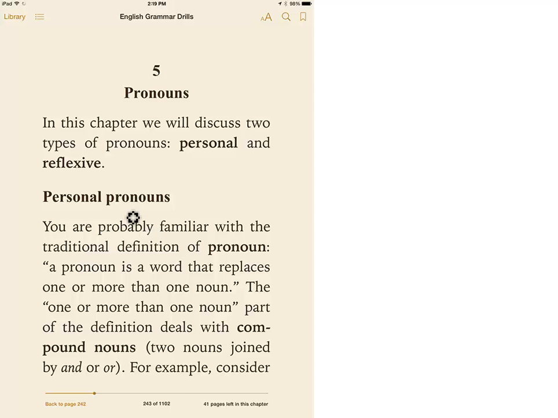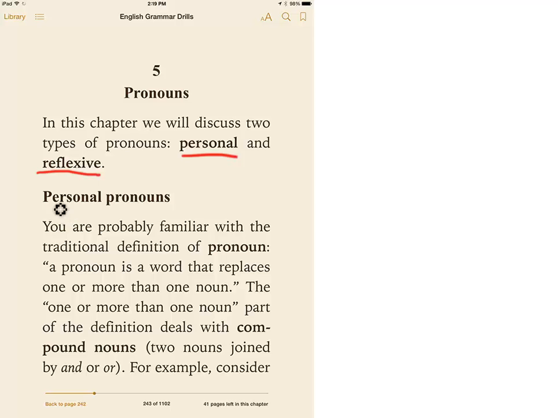All right. So to start with, we're going to be looking at two types of pronouns. We're going to be looking at the personal pronoun and the reflexive pronoun. And don't let these terms confuse you. We're going to explain exactly what they are coming up.